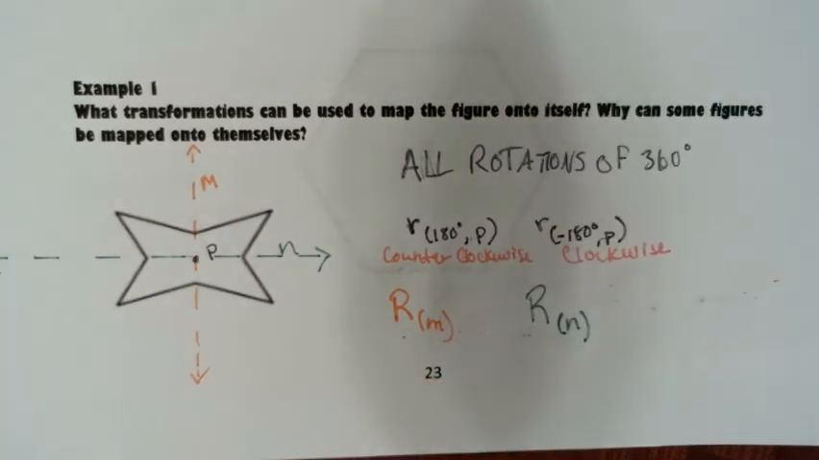So these lines that are going through here that allow us to reflect the shape onto itself are called lines of symmetry.